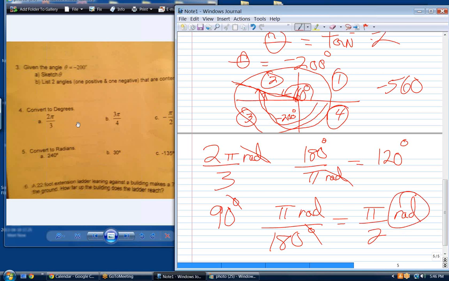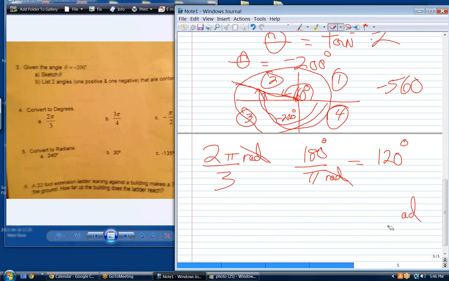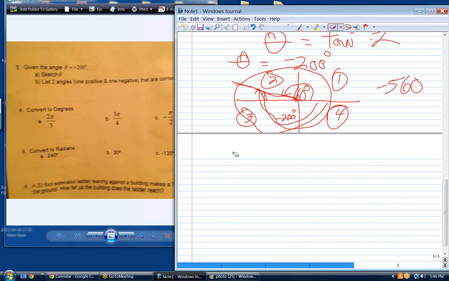You don't see radians listed here, but in terms of how to convert it, it's useful to know that the radians almost always goes with the pi. You can just assume that for now. So we converted 2 pi over 3 to 120 degrees. Now how about 3 pi over 4? That's our conversion factor, 180 over pi.